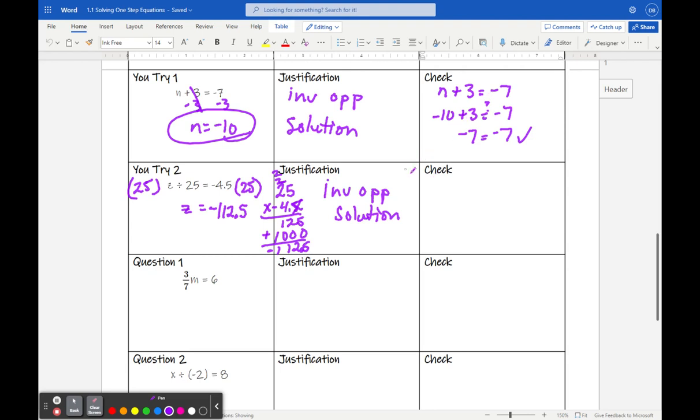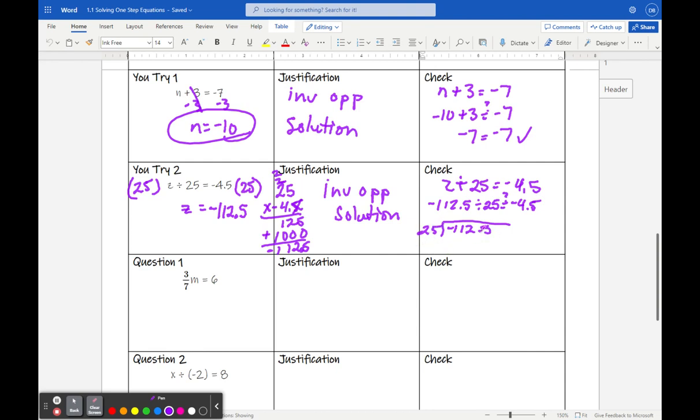So let's check that out. Z divided by 25, sorry, that's sloppy. Z divided by 25 equals a negative 4 and 5 tenths. Negative 112 and 5 tenths divided by 25 could possibly be a negative 4 and 5 tenths. Again, this is something I need to check. So negative 112 and 5/10 divided by 25.